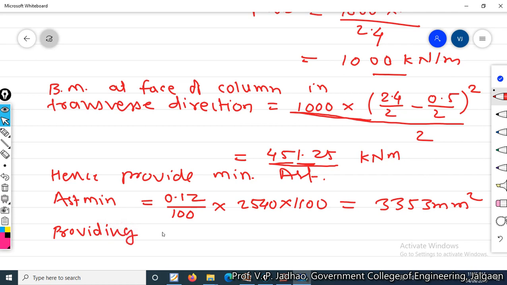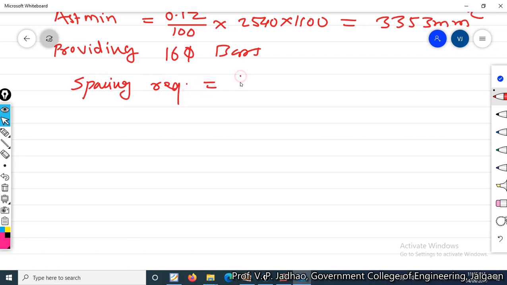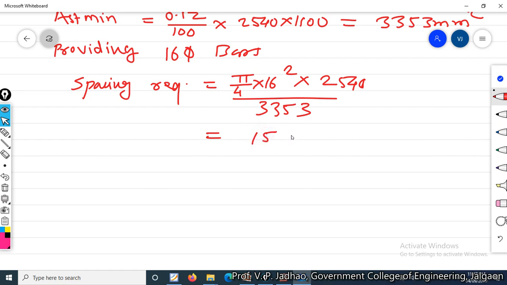Providing 16 phi bars, then what is the spacing required? Therefore the spacing required will be equal to the area of a 16 phi bar, that is pi by 4 into 16 squared, multiplied by the width in which this reinforcement is to be distributed, that is the bandwidth 2.54 meter, divided by AST minimum, that is 3353. So spacing required is equal to 152 mm. Let us provide a spacing of 150.